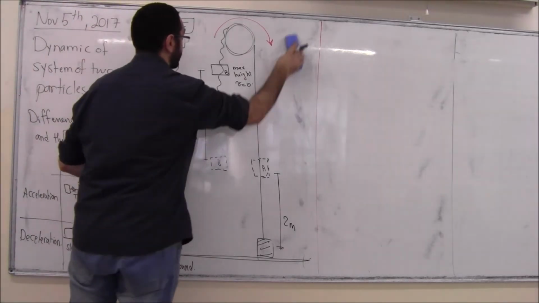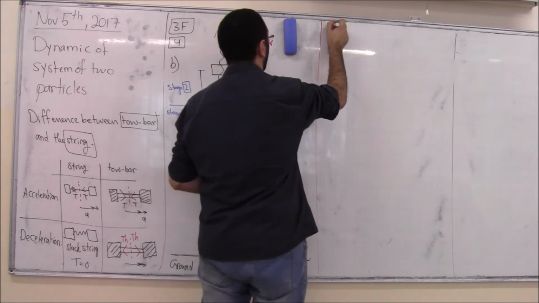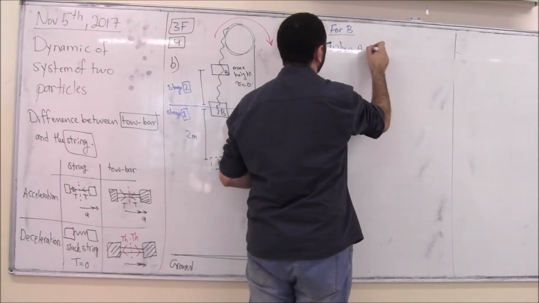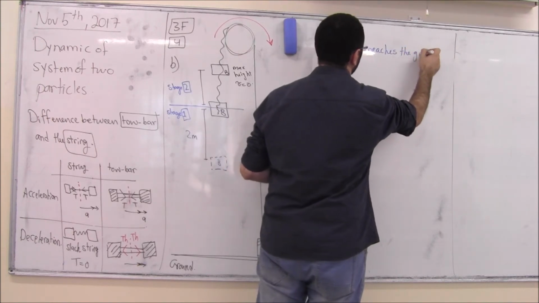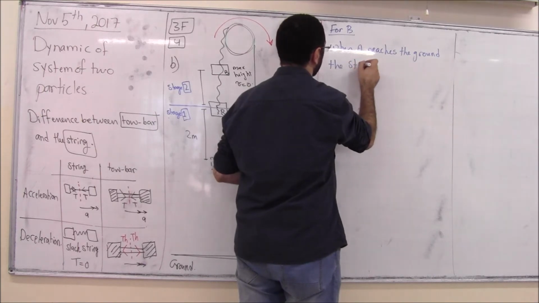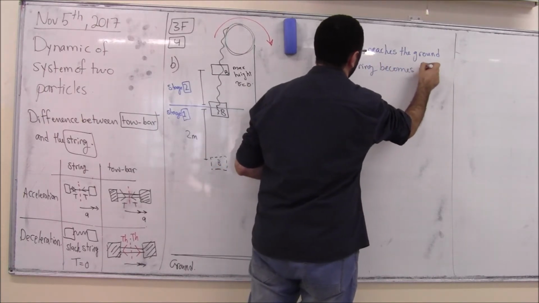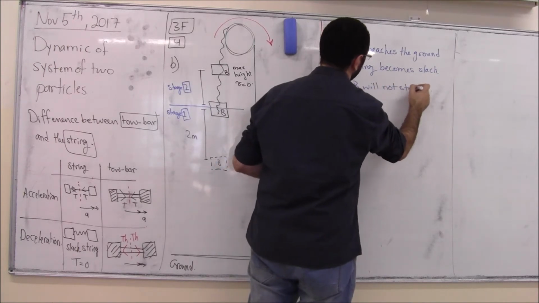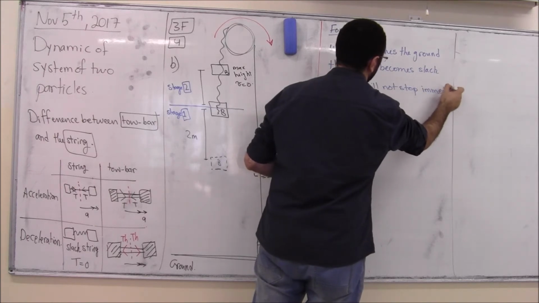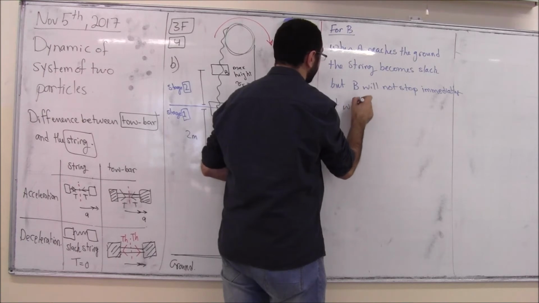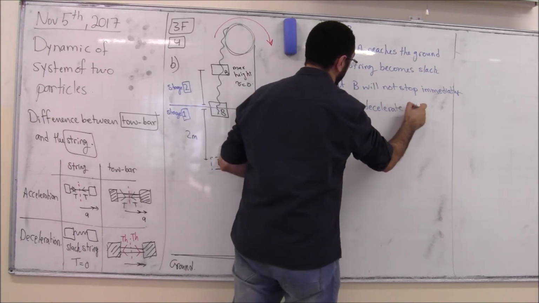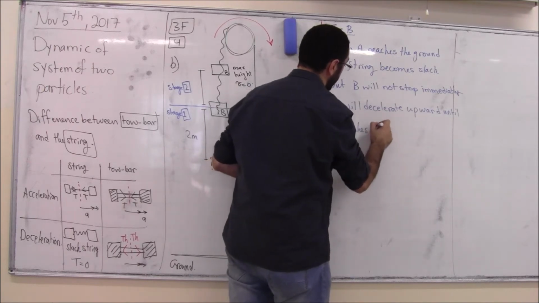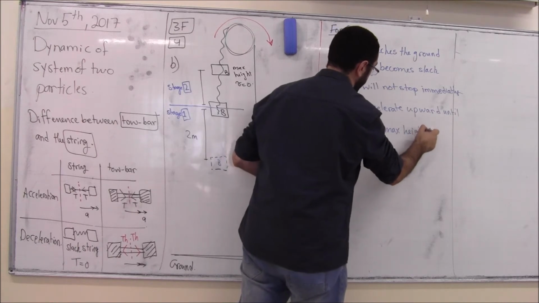We are asked to find what? The maximum height. So now all our treatment is for particle what? For B. Okay, for particle B. When A reaches the ground, the string becomes what? Slack, but B will not stop immediately. It will decelerate upward until it reaches what? The maximum height.